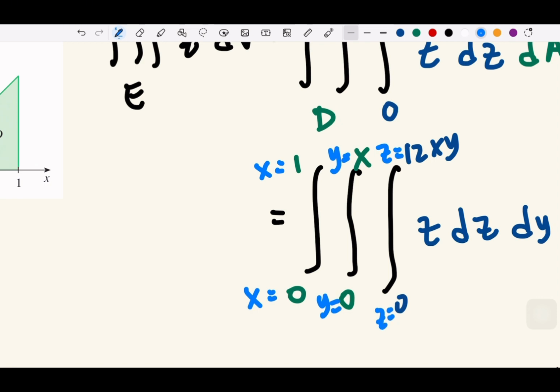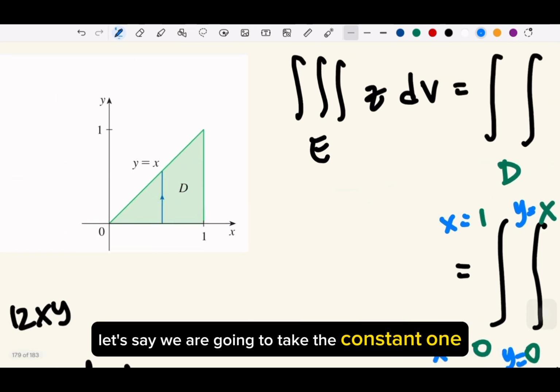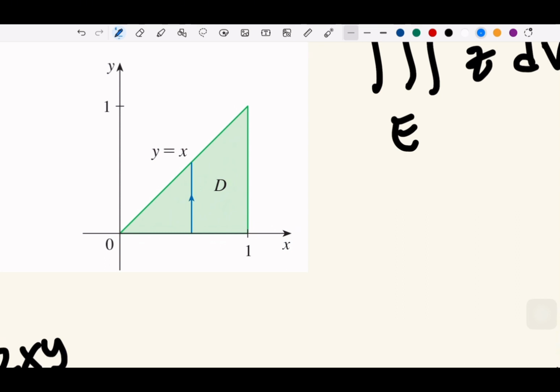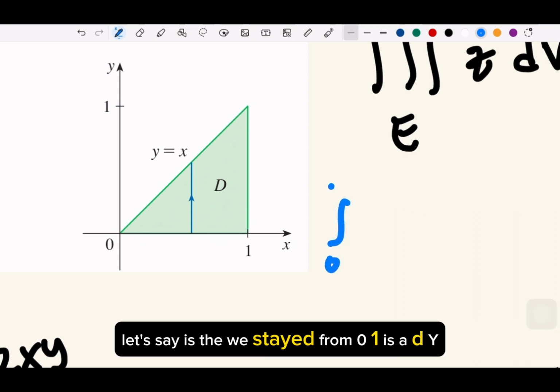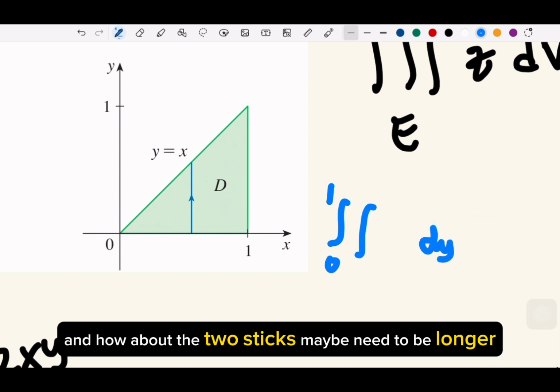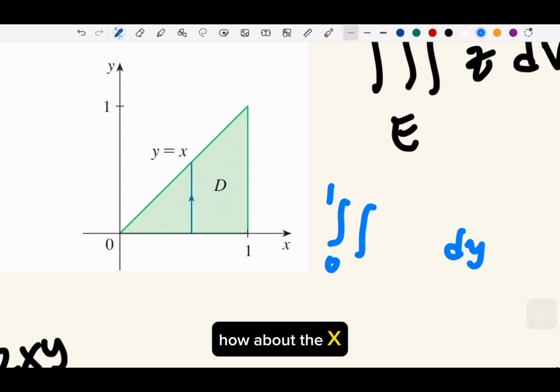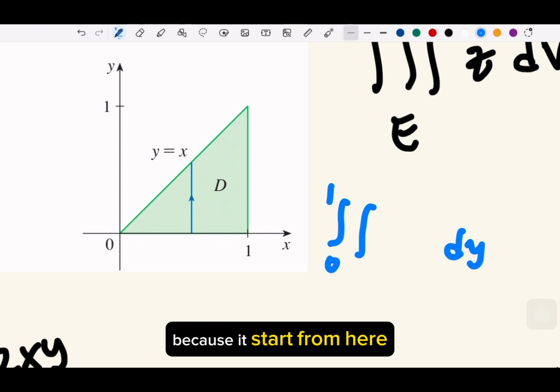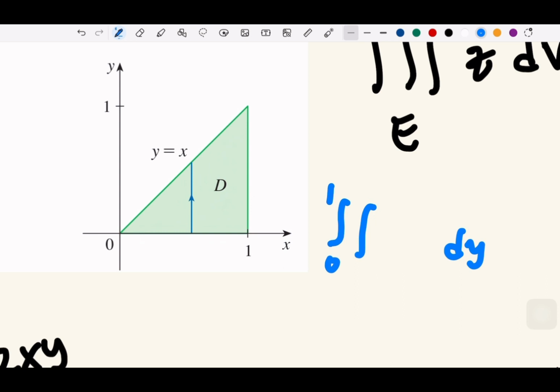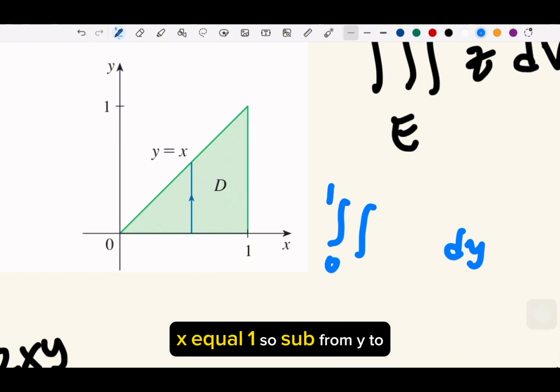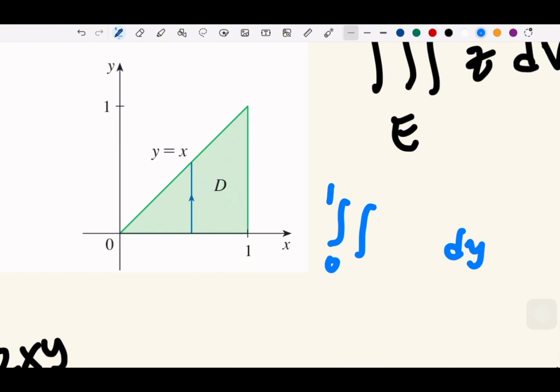Okay. How about if we switch? So if we switch, let's say we are going to take the constant y. So let's say we state from 0, 1 is the dy. And how about the x? The x start from here, but this is not exactly 0 because it start from here and then go here. So it start from x equal 1. So it start from y to x equal 1. So this will be y, 1, dx. Because you can try to check that out, it will be the same result.